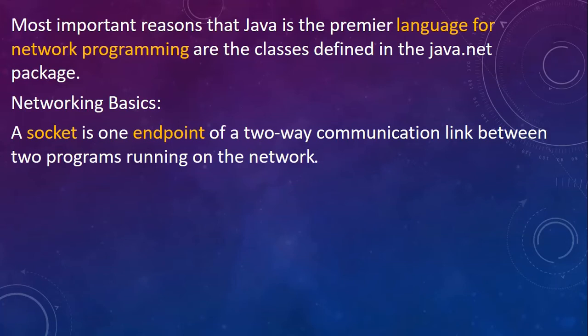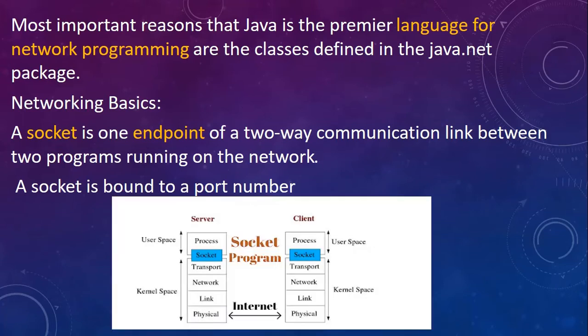Okay, let's explore more about this. A socket is bound to a port number. I just said it. So you see, this is your server somewhere in the US. This is your client. Now this is called a stack that is used for protocols. So you have the physical layer, the data link layer, the network layer, the transport layer, and the socket program actually acts between the transport layer and the process layer here.